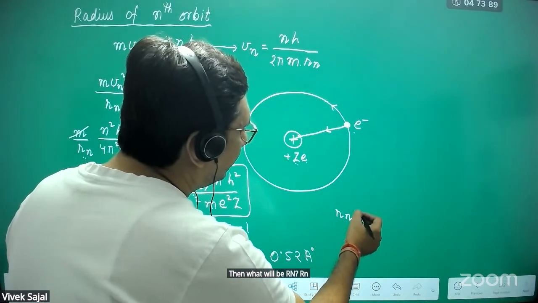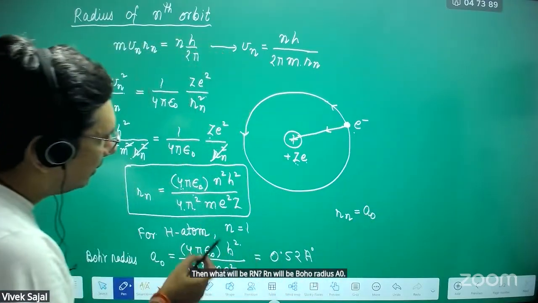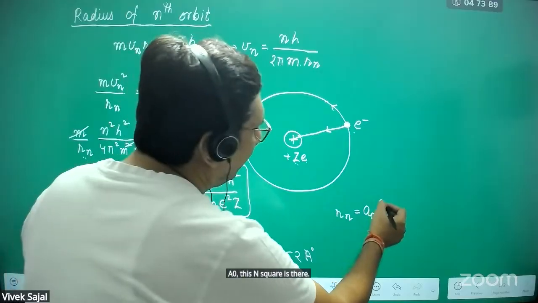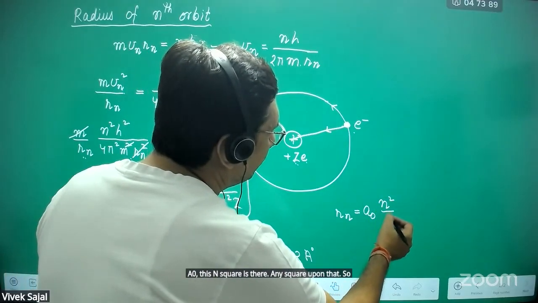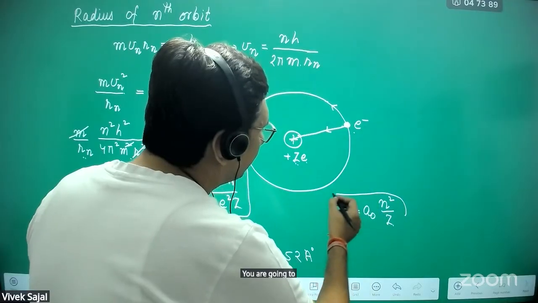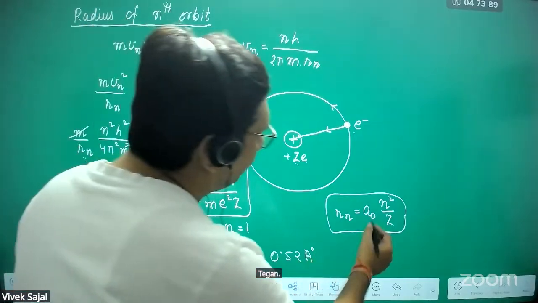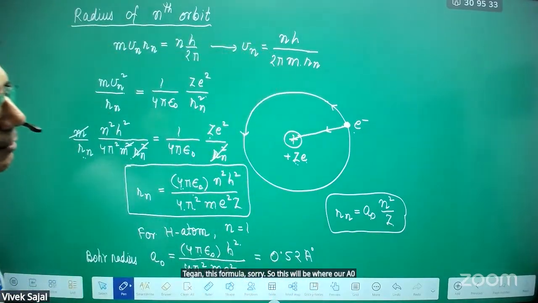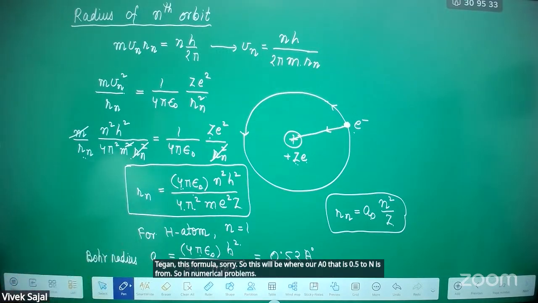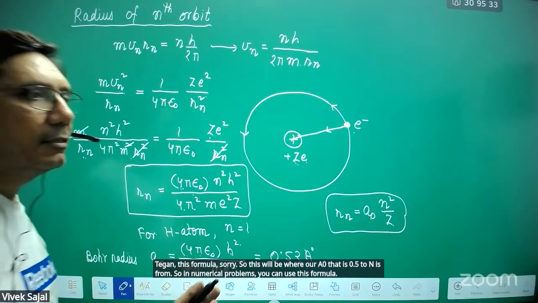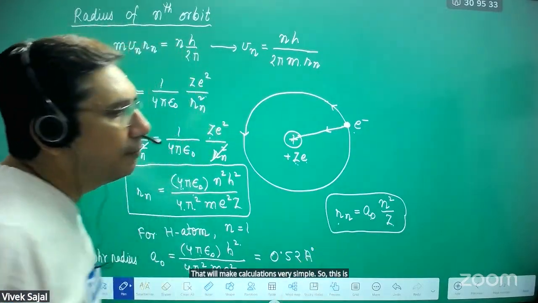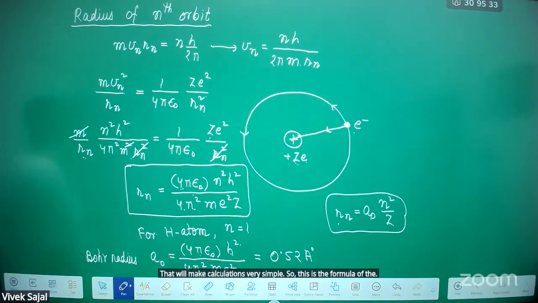Rn will be the Bohr radius a naught, n square upon Z. You have to remember this formula if you want to solve the questions. Here a naught is 0.52 angstrom. In numerical problems, you can use this formula; that will make calculations very simple. So this is the formula for the radius of the nth orbit in a one electron system.